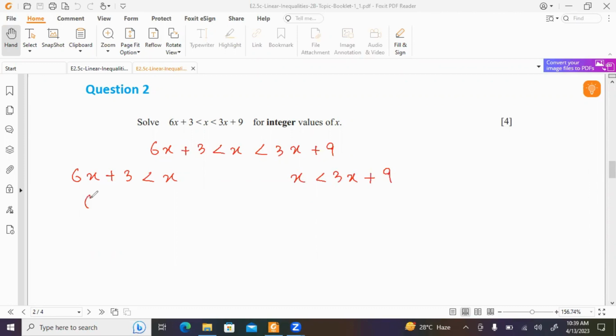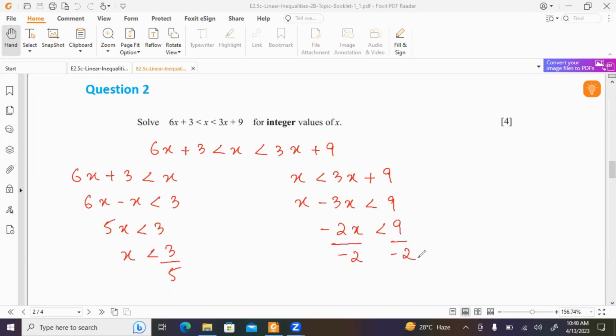I'm going to bring the variables on one side and the constants on the other. That is 5x is less than -3, so x is less than -3 by 5. Similarly, I'm going to take the variable to this side. That's going to give us -2x. Since we're going to divide both sides by -2, your inequality will flip, and it's going to be x greater than -9 by 2 over here. So now the question is asking us to find the integer values for x.